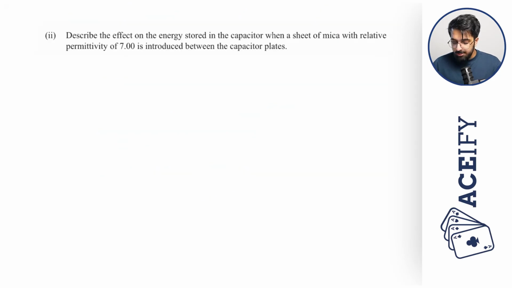There we go. Describe the effect on the energy stored in the capacitor when a sheet of mica with a relative permittivity of 7 is introduced between the capacitor plates. Alright, so before we just had air, which had a relative permittivity of 1. Okay, so now we have increased the relative permittivity to 7.